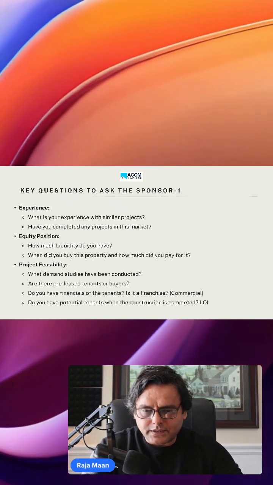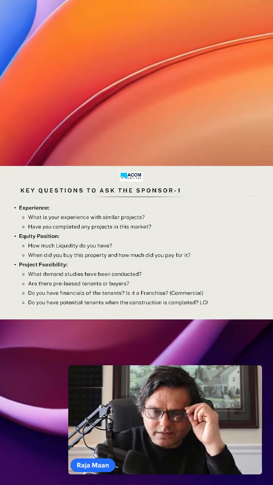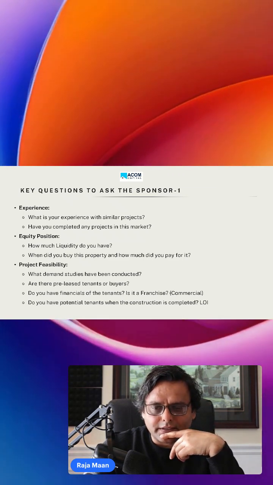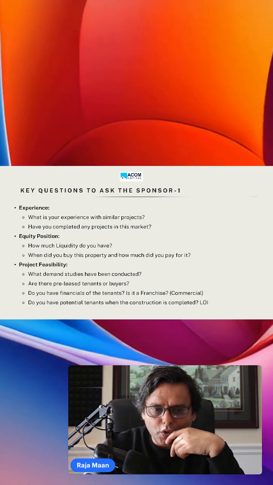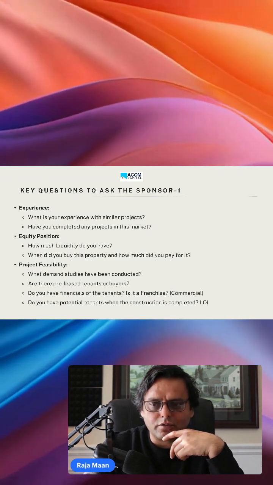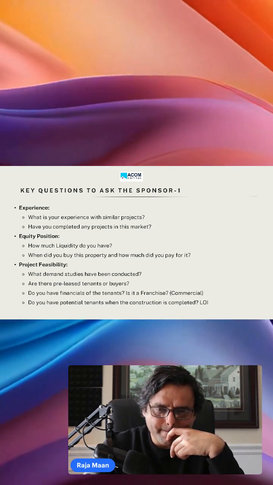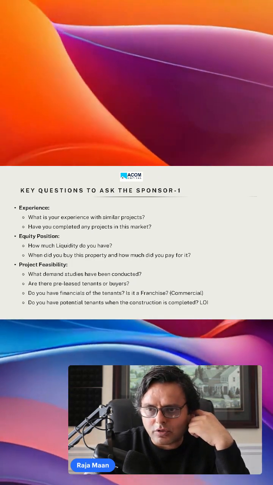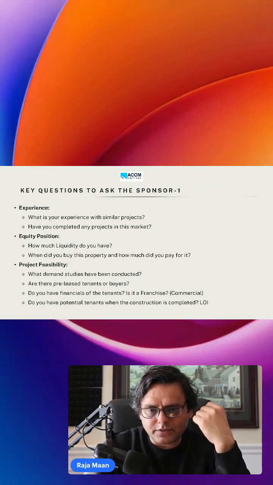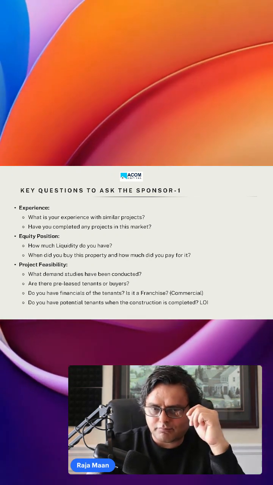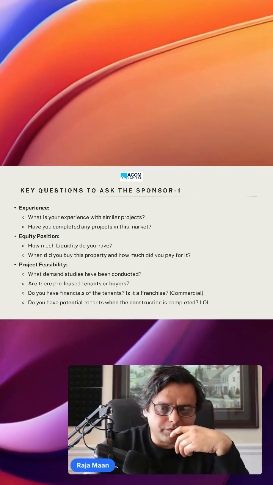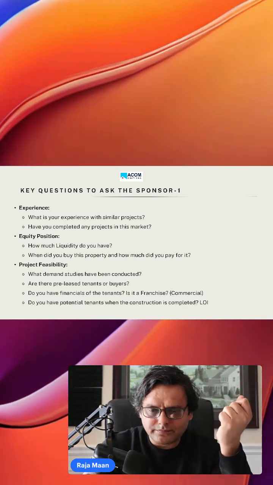Project feasibility. What demand studies have you conducted? Do you have the feasibility study? Do you know what kind of properties are selling for what price in that area? You can't build something for $10 million in an area where nothing has been sold for more than $5 million. We have to see the comps. If there's no comps, no deal.